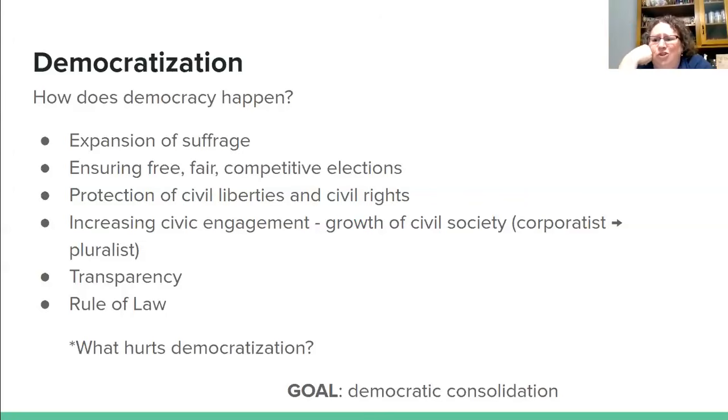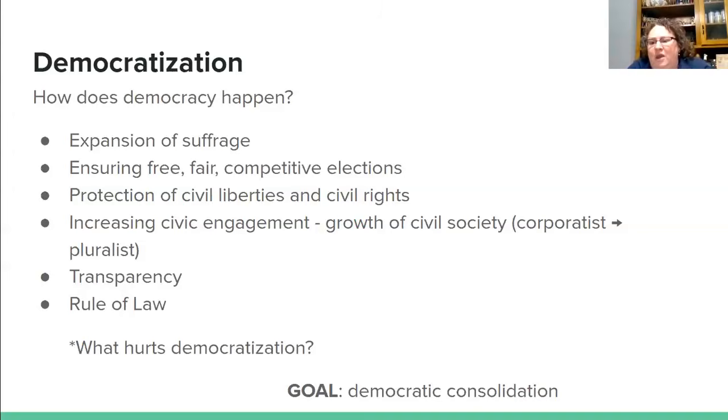Also providing a proportional electoral system, okay? So most countries are using first past the post or winner take all. But the fact that you're allowing third parties greater access, that would be another way to ensure competitive elections. Making sure civil liberties and civil rights are protected. I don't want to keep beating a dead horse here with the freedom of the press and speech and all of those things. Increasing civic engagement.